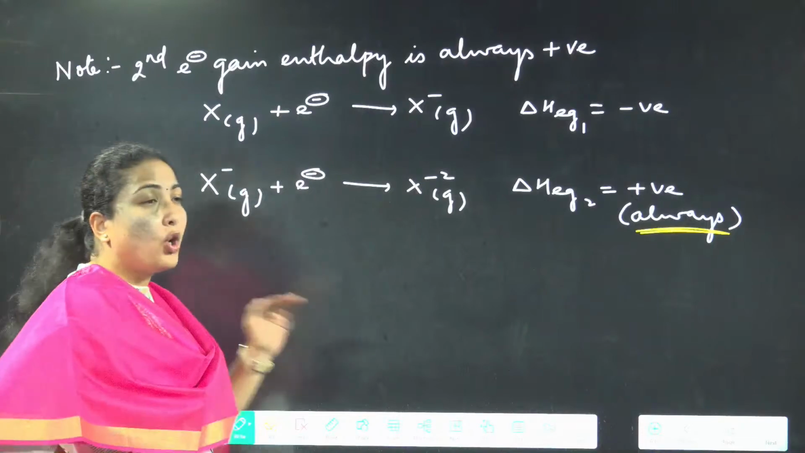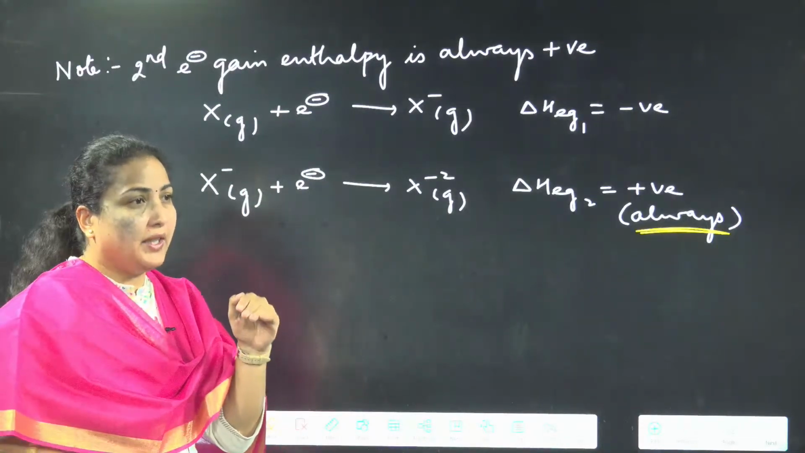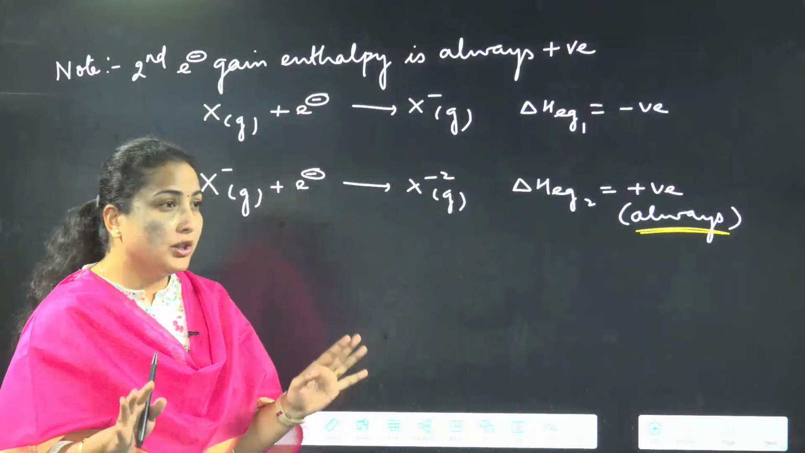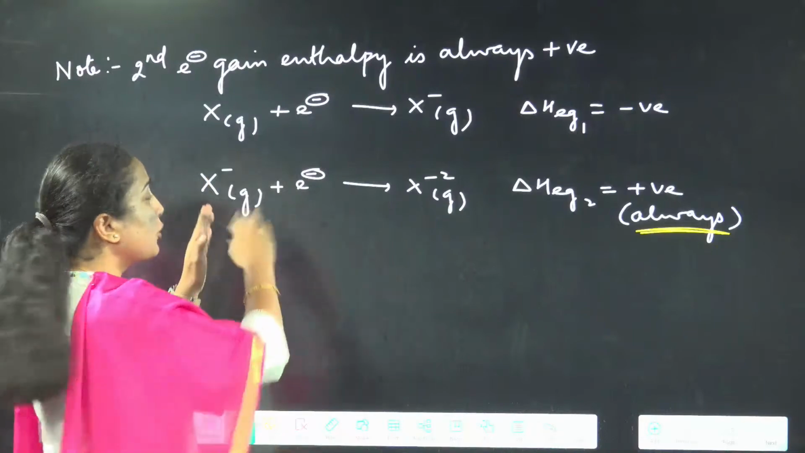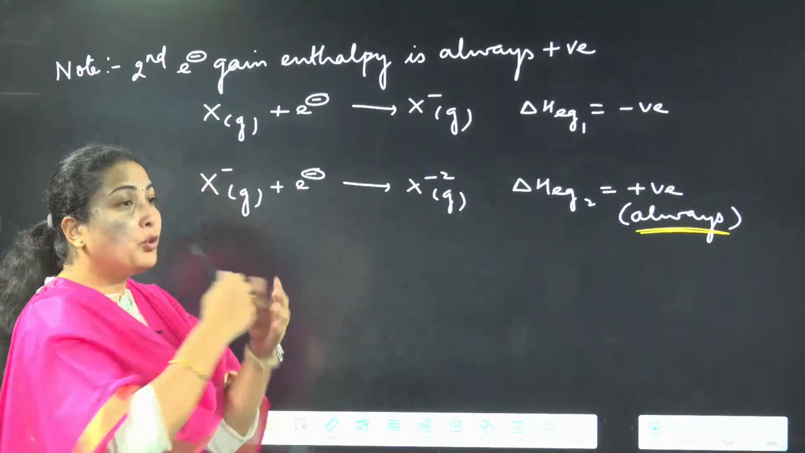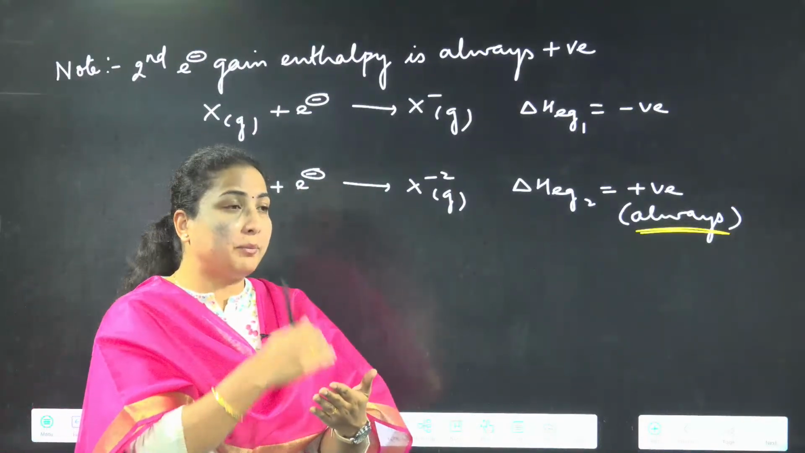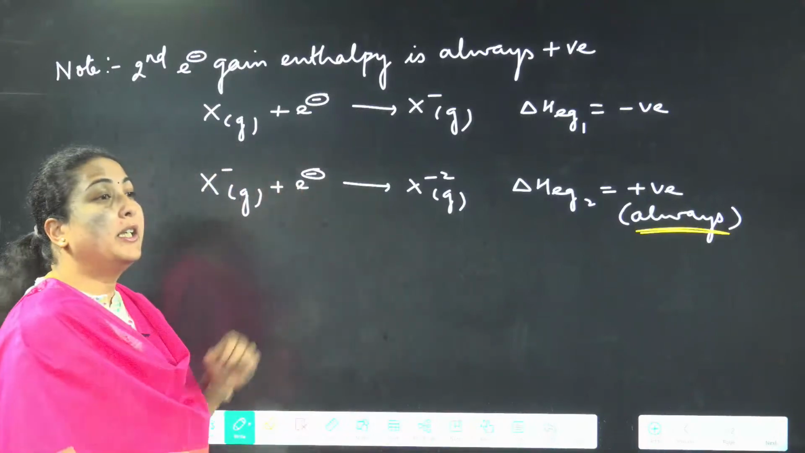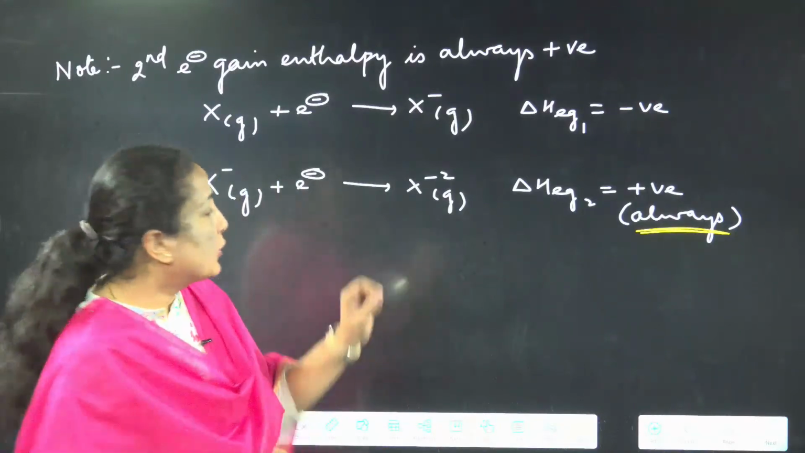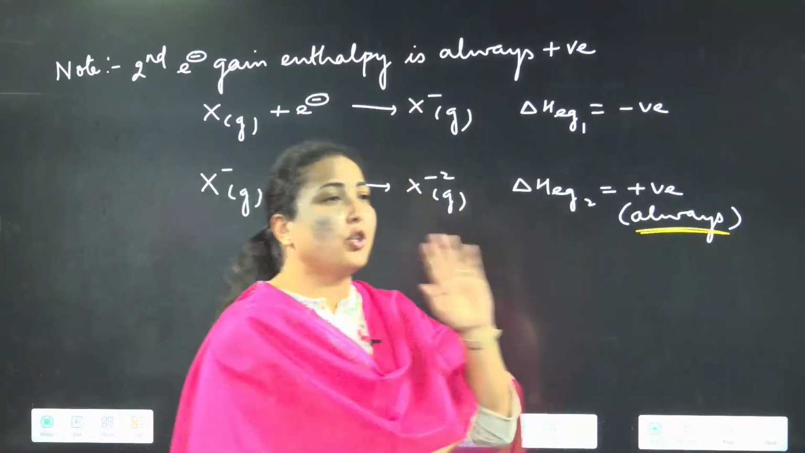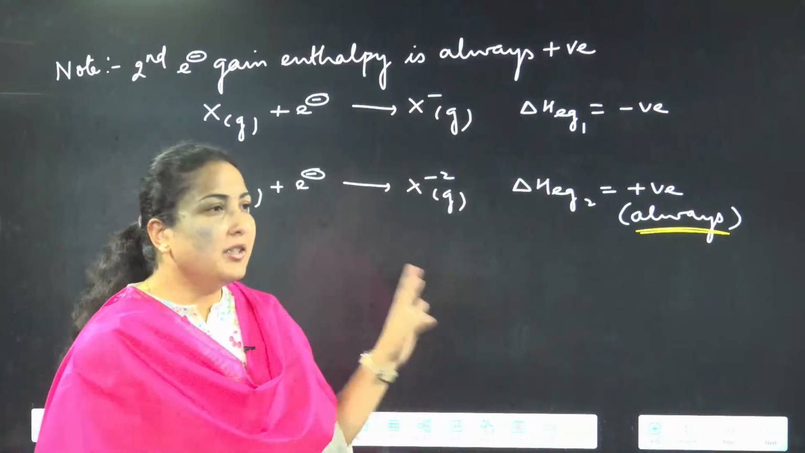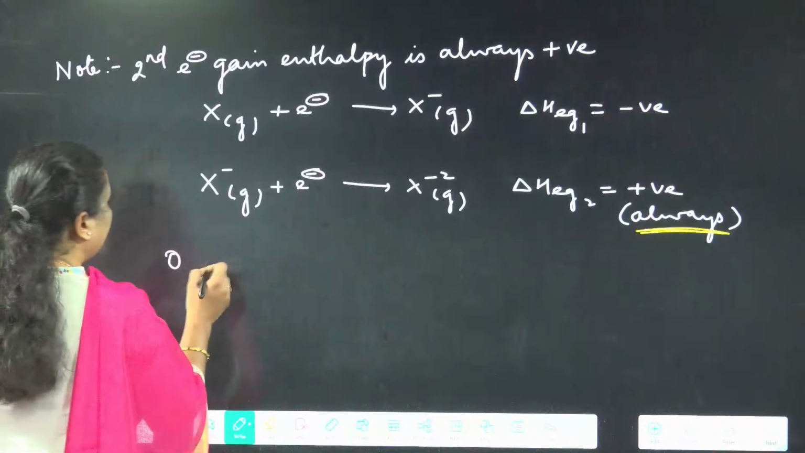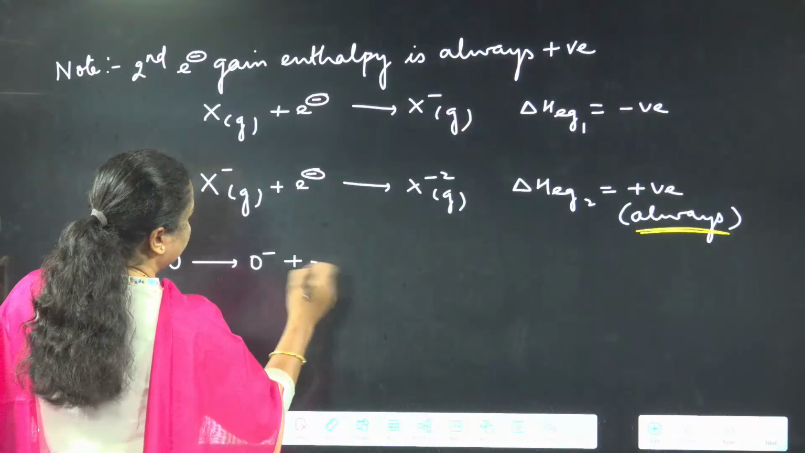Now, you already have an anionic species there, right? So when you try to add one more electron, there will be more force of repulsion. Because of that, if you still want to give that electron to that particular anion, you have to give sufficient energy to overcome the interelectronic repulsions. That is the reason we say that the second electron gain enthalpy for any element is going to be positive, right? Getting it?